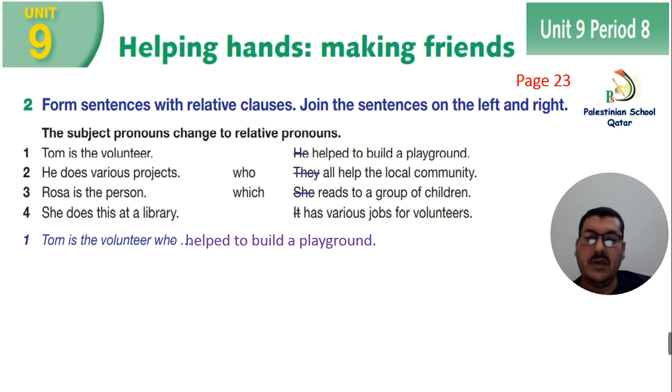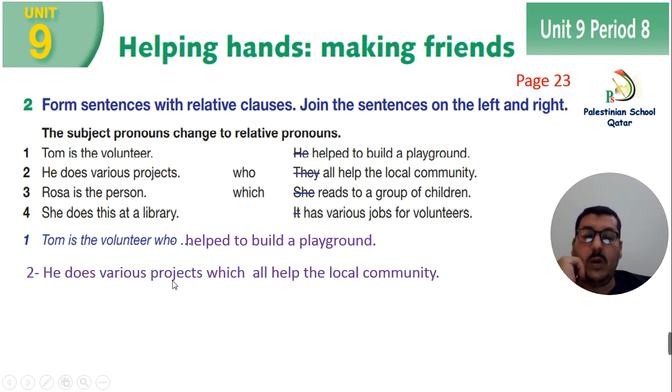Number 2, he does various projects. Yes, they all help the local community. He does various projects which all help the local community. So we remove the underlined word, we cross it out, and we put which instead.